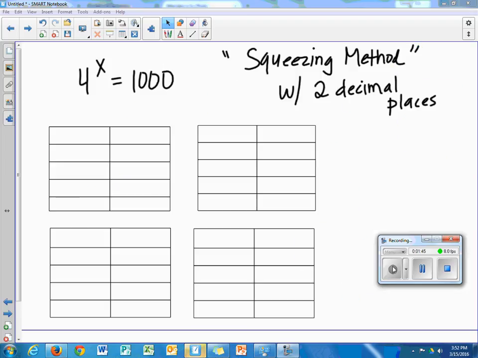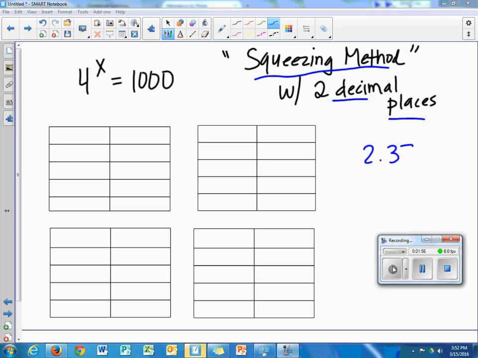Alrighty, this one here: 4 to the x power equals 1,000. So this is called the squeezing method, and our goal is to get to 2 decimal places, meaning 2.37, for instance. That's 2 decimal places. All right, the question over here, this is x and this is y here. Don't forget that x stands for the number of days for bacteria, and y stands for the number of bacteria. So we're trying to guess 4 to the what power equals 1,000 bacteria.